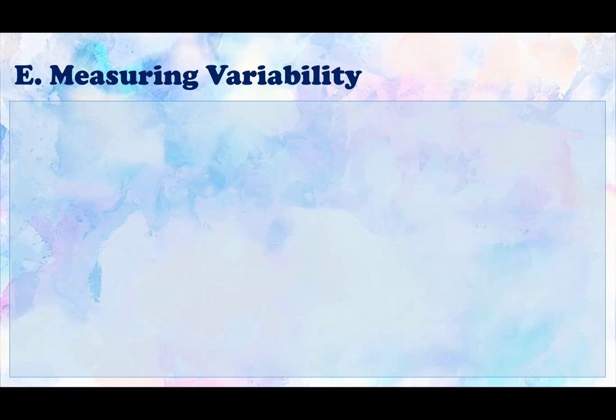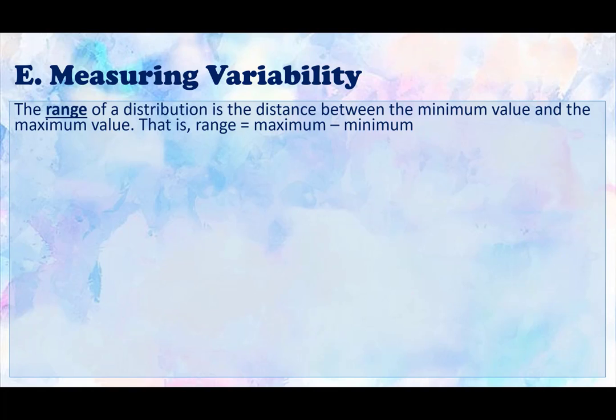Hello everybody. Today we're going to talk about measuring variability. One way to measure the variability of a distribution is the range, and the range of the distribution is the distance between the minimum value and the maximum value. That is, range is equal to the maximum minus the minimum.